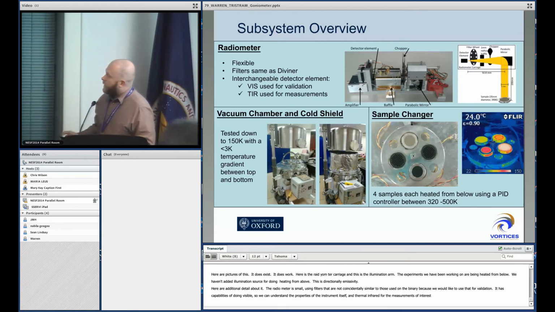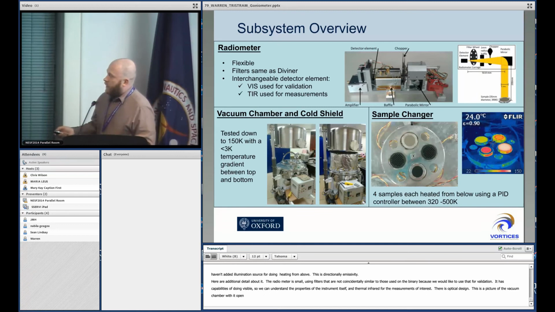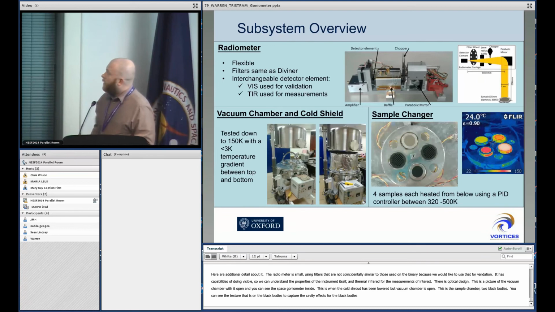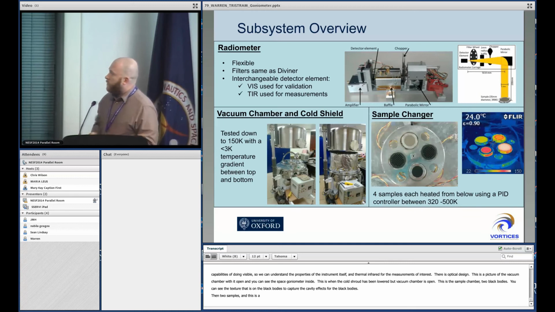There's an optical design. This is a picture of the vacuum chamber with it open, and you can see the space goniometer inside there. And then this is when the cold shroud has been lowered, but the vacuum chamber is still open. This is the sample chamber, two black bodies. If you look at the screens, you can see the texture on these black bodies to try to capture the concavity effects, and then two samples. And this is a FLIR camera image of it during an experiment where we were heating, so the samples are warmer than the background.